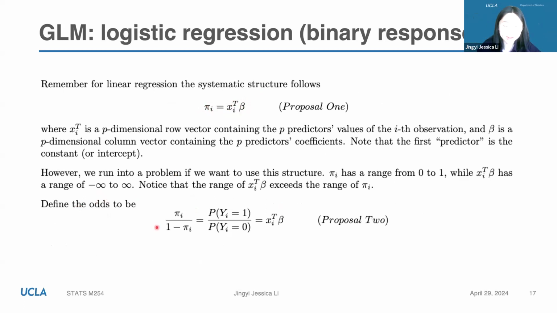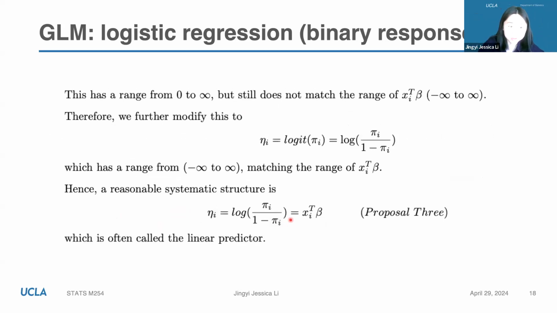So then another idea is, what if we define it to be an odds ratio? This is called an odds ratio, which is commonly used in many biostatistics problems. If we do pi i divided by 1 minus pi i, this is the odds ratio. It's basically the odds of getting 1, the odds of getting 0, and their ratio. So it's the probability of y equals 1 over the probability of y equals 0, set equal to xi transpose beta. This is proposal 2.